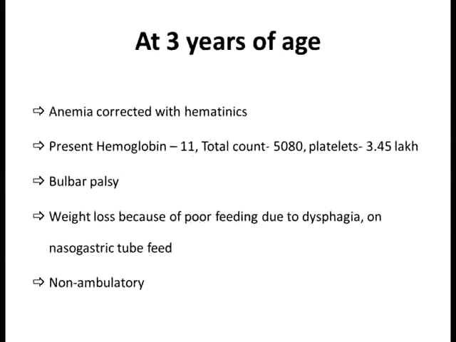At present, the child's anemia has been corrected with hematinics. Last hemoglobin is 11 and platelet is 3.45 lakhs. The child has a bulbar palsy and severe dysphagia, so he has been put on nasogastric tube feeds. The child has lost weight and has more regression of milestones. The child is now confined to the bed, and there is no head holding.